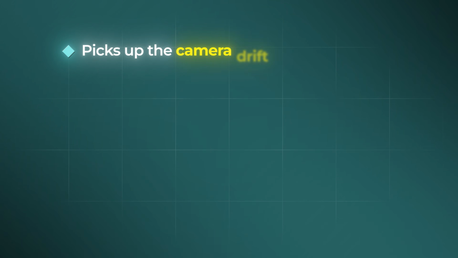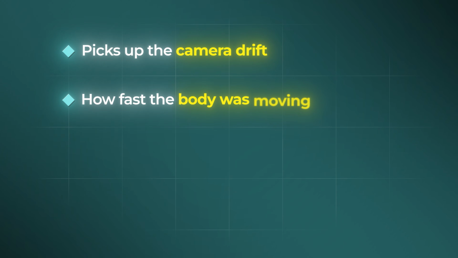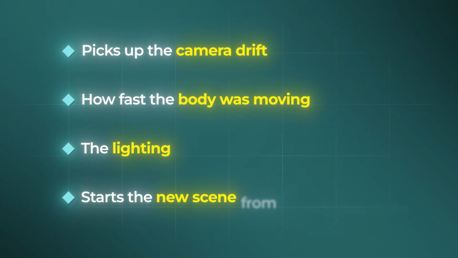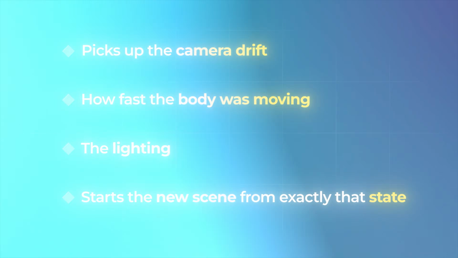It picks up the camera drift, how fast the body was moving, and the lighting, and then it starts the new scene from exactly that state. So I don't have to build a new starting frame, and I don't have to describe the whole environment again. The AI already has all of that from the video I use as a reference. And the video I'm giving it is the previous scene we just created.